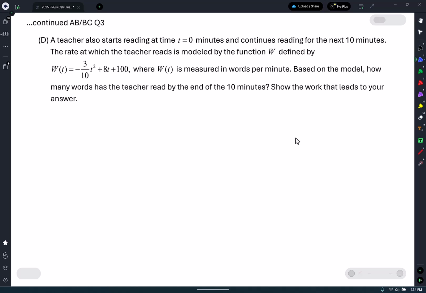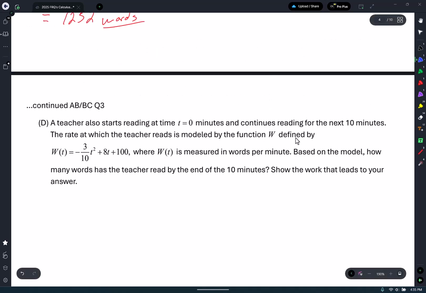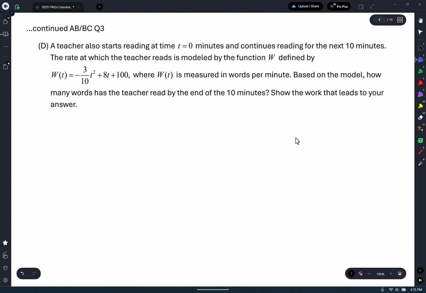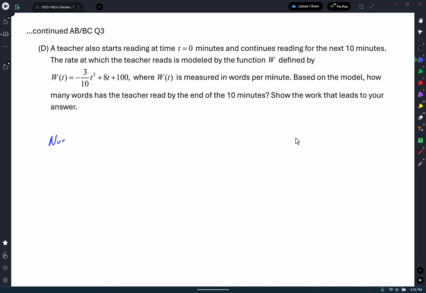So, all right. At t equals 0 minutes, the teacher continues reading for the next 10 minutes. The rate at which the teacher reads is modeled by the function W, defined by, and there it is, where W(t) is measured in words per minute. Based on the model, how many words has the teacher read by the end of the 10 minutes? Show the work that leads to your answer. All right, so here we go. So the number of words, it's kind of similar to letter C here. So the number of words, later, have a good one, is equal to the integral from 0 to 10 of negative 3/10 t squared plus 8t plus 100 dt.